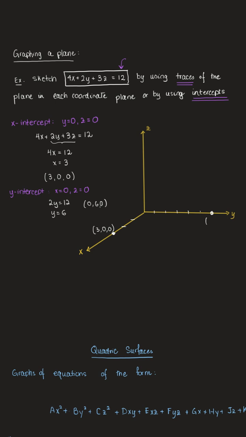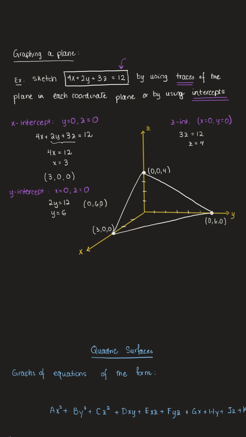So there it is, (0, 6, 0). And we can do the same thing to find the z-intercept. We will plug in x equals 0 and y equals 0, since all the points along the z-axis have 0 x and 0 y. That gives us 3z equals 12, or z is equal to 4. So plotting our z-intercept, we have the point (0, 0, 4) on the plane. And that's enough to give us a picture of this plane. If we connect those intercepts, we have a sense of the plane.